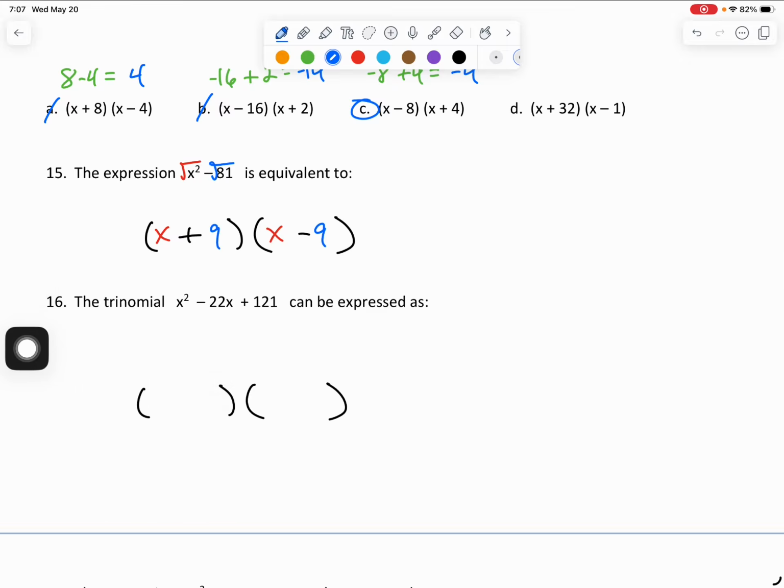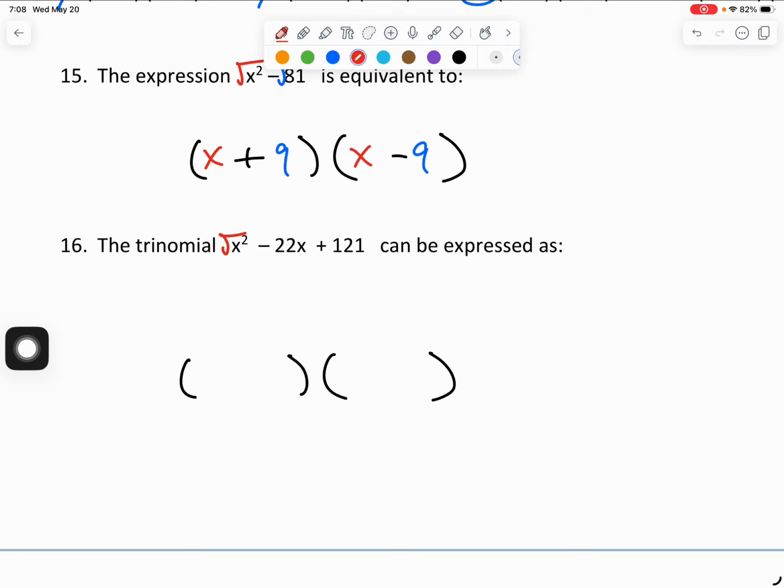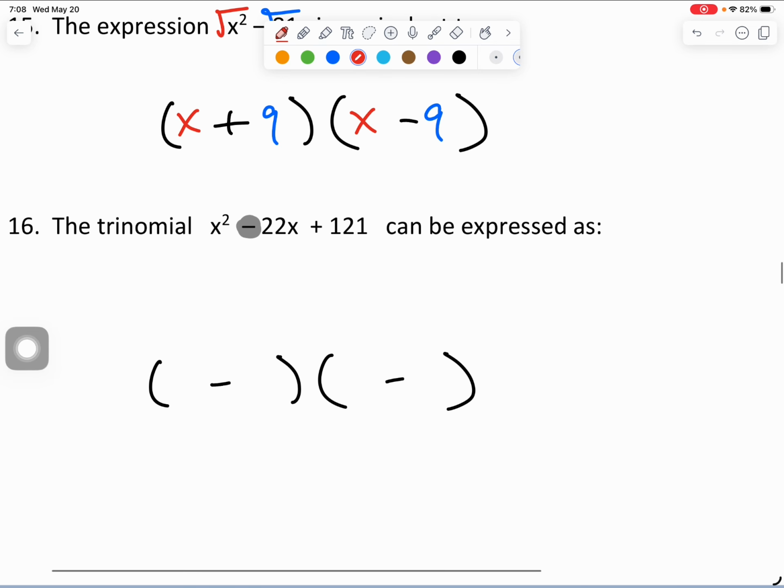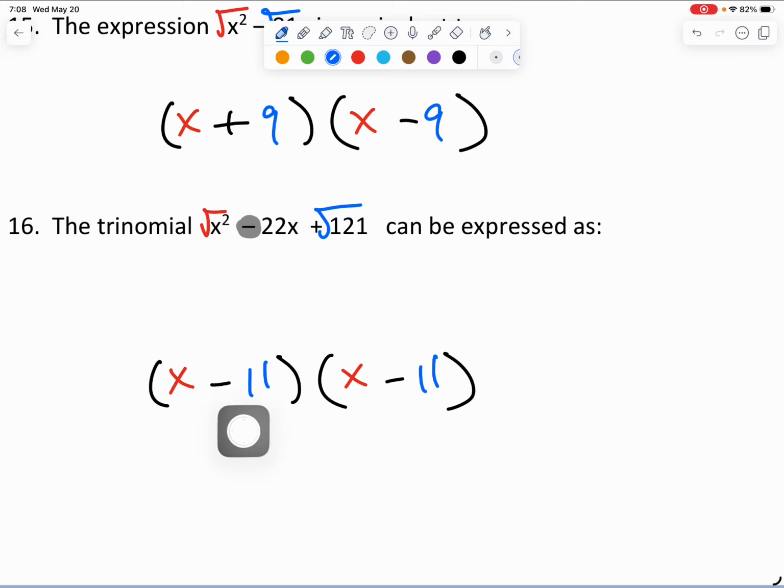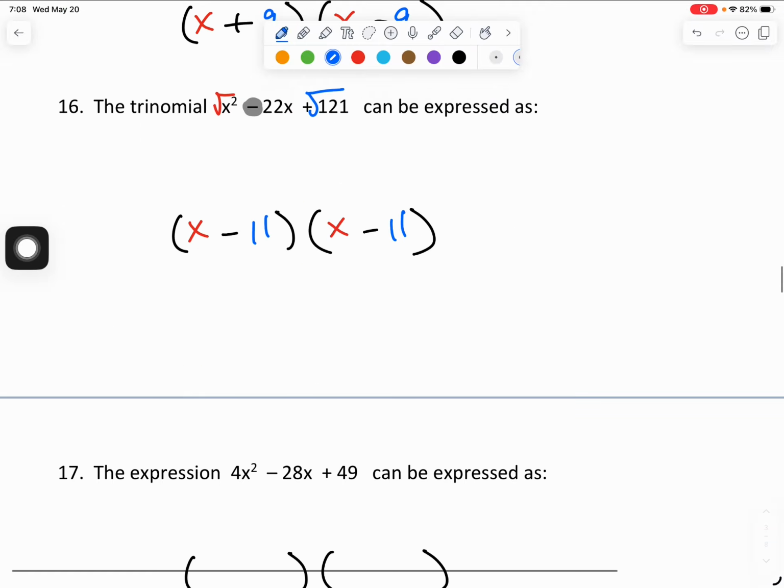16. Again, same thing. Except this time, that negative here, let me make that a little smaller. My bad on that. What we're going to do is minus, minus. Let me get rid of the red there and the red there. Let's start fresh. All right. X squared, x, square root of 121 is 11. Negative 11 times negative 11 gives us a positive 121. Negative 11 plus negative 11, or negative 11 minus 11, gives us negative 22.